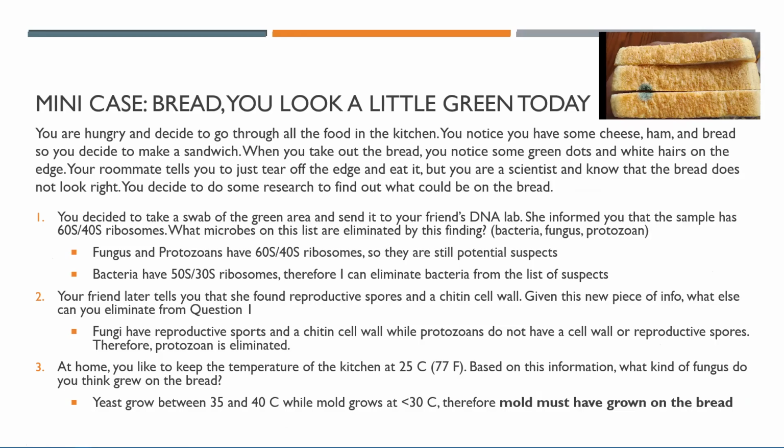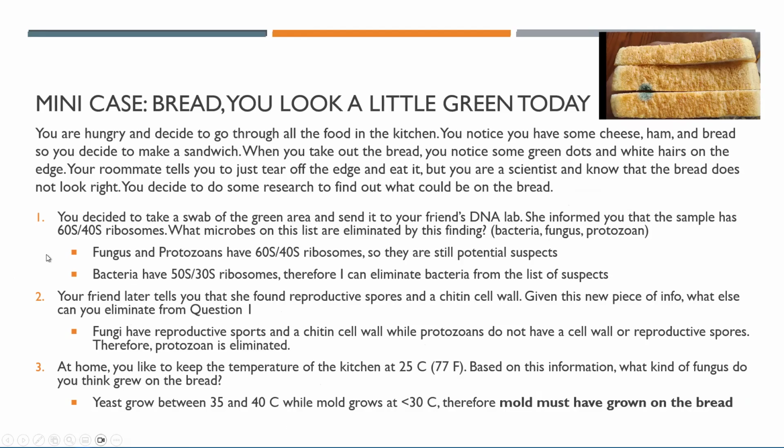Then in question 2, you say, all right, later your friend comes back with some more results and tells you that she found some reproductive spores and chitin cell wall on this microbe. With this new information, what else can you eliminate from question 1? Since we already eliminated bacteria, we don't have to talk about bacteria in question 2. Bacteria is already off the list. Next, we know that fungi have reproductive spores and a chitin cell wall, while protozoans do not have a cell wall or reproductive spores. Therefore, protozoan is eliminated. Again, we use the second piece of information in question 2 to eliminate protozoan.